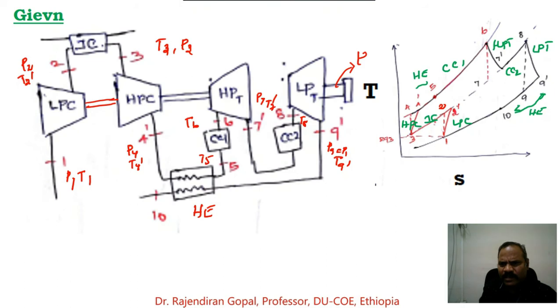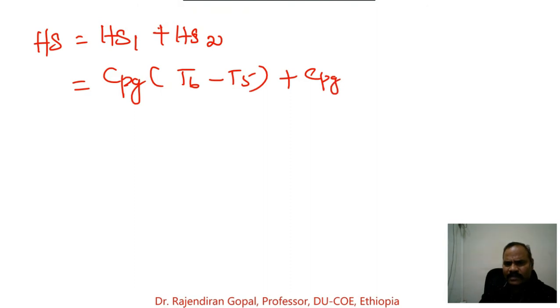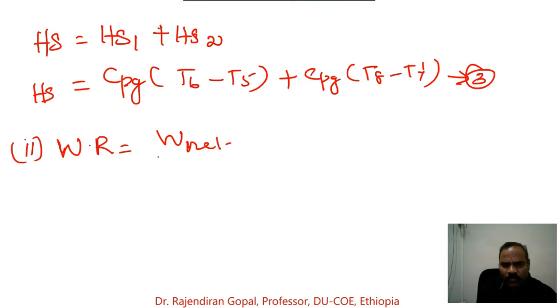And heat supplied is equal to heat supplied at combustion chamber 1 plus heat supplied at combustion chamber 2. That is equal to, from the diagram, heat supplied T6 minus T5, T8 minus T7 dash. That is Cp of gases T6 minus T5 plus Cp of gas into T8 minus T7 dash. This is equation 3.